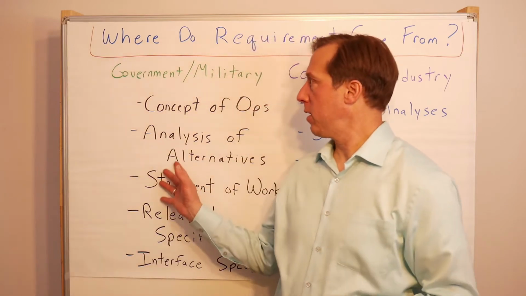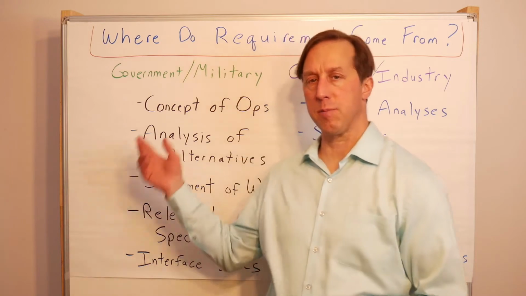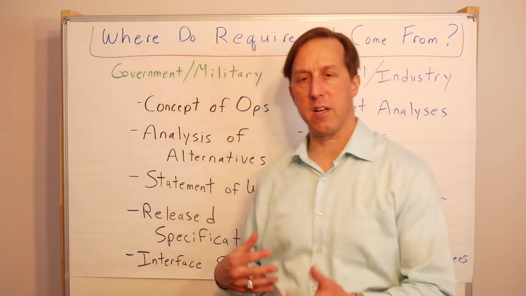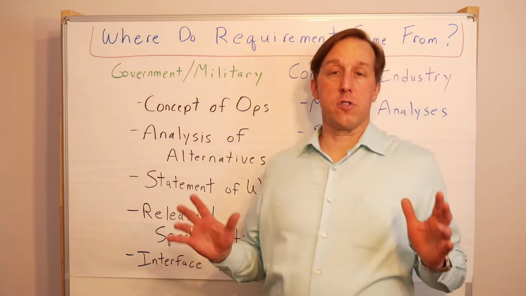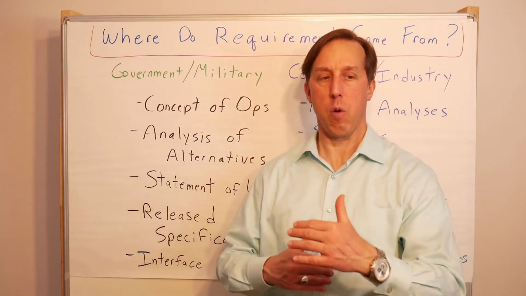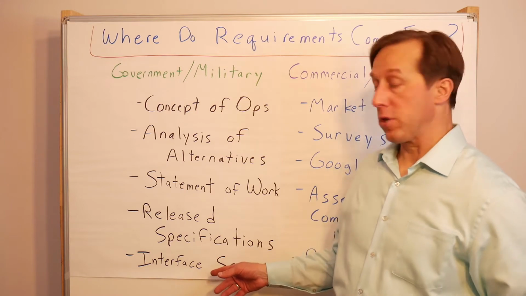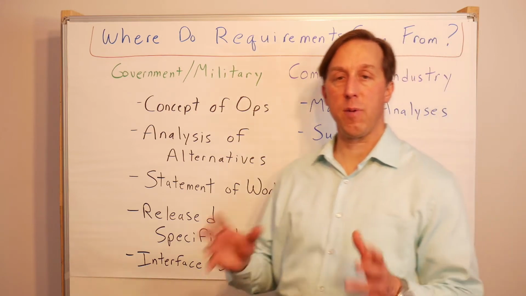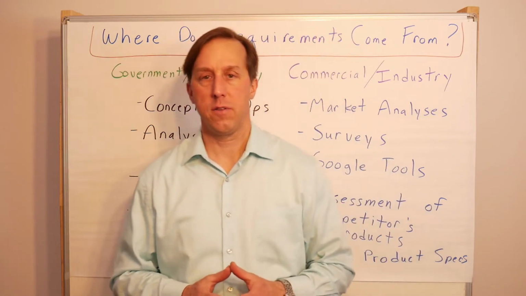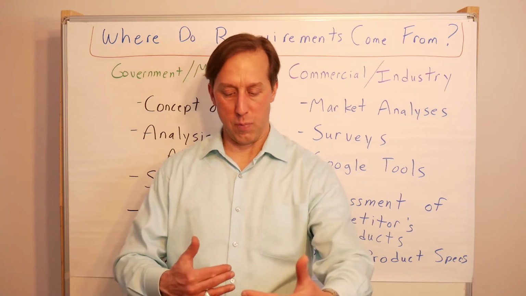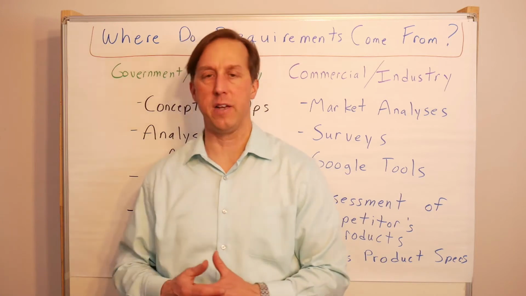Now, for the government side, a lot of times that will be specified by our customer. Either they'll provide something called a concept of operations, maybe they'll share some analysis of alternatives that they did where they got some requirements out of that, or they'll just point blank give us a statement of work that includes the requirements of the product we need to build or the service that we need to provide. Fortunately, a lot of times they'll have released specifications, so specs, interface specs, other requirements that we can look at to determine how our requirements need to look and if we need to do this type of product or that type of design for that.